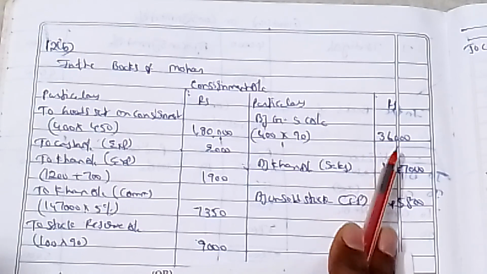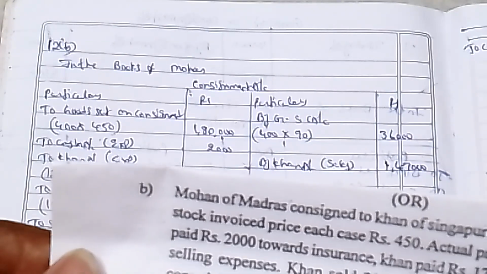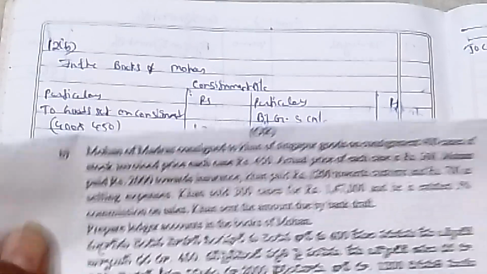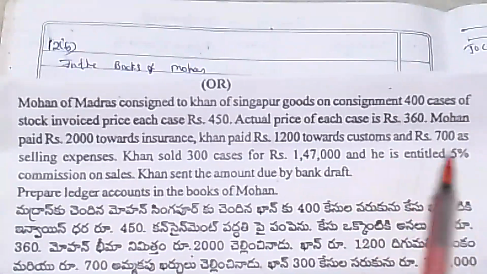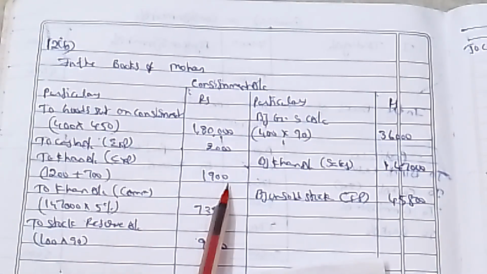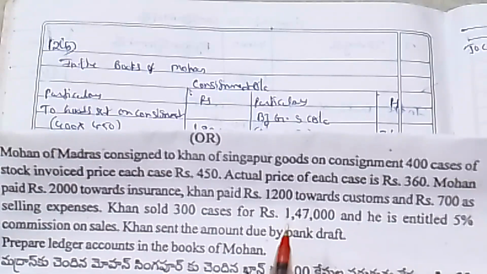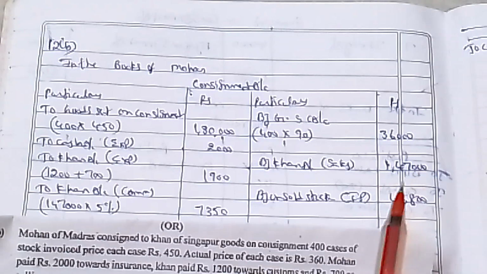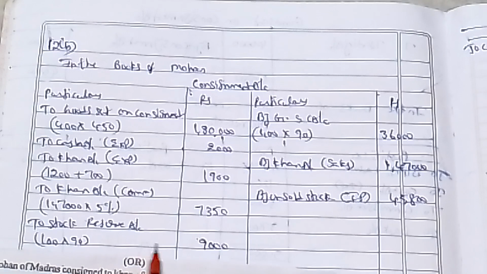Okay. Next, to cash expenses. Mohan spent 2,000 rupees toward insurance. So to cash expenses 2,000. Next, consignee expenses: 1,200 rupees customs, 700 rupees selling. To consignee expenses, 1,200 plus 700, 1,900. Okay, consignee sales. Consignee sold 300 cases for rupees 147,000. So by consignee sales 147,000. Okay, next commission. Commission is 5% on sales. 147,000 into 5% is 7,350.